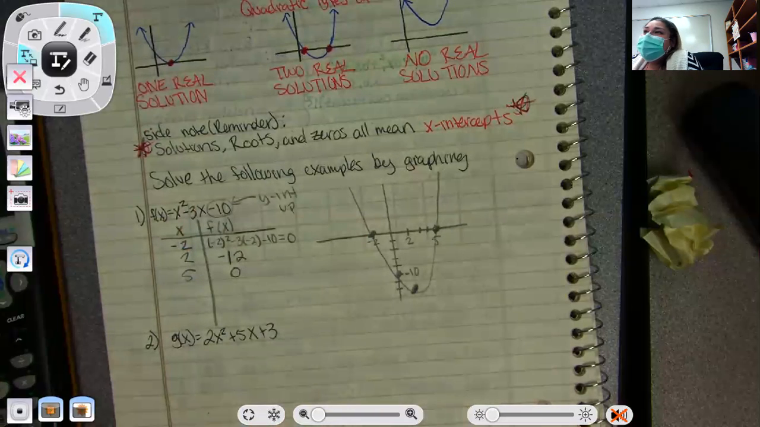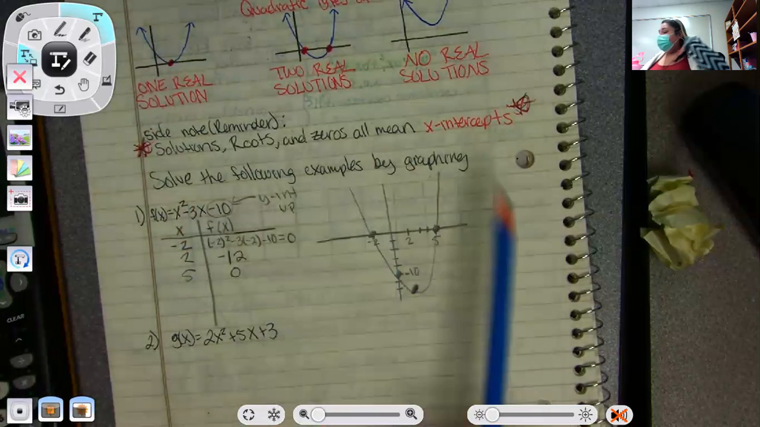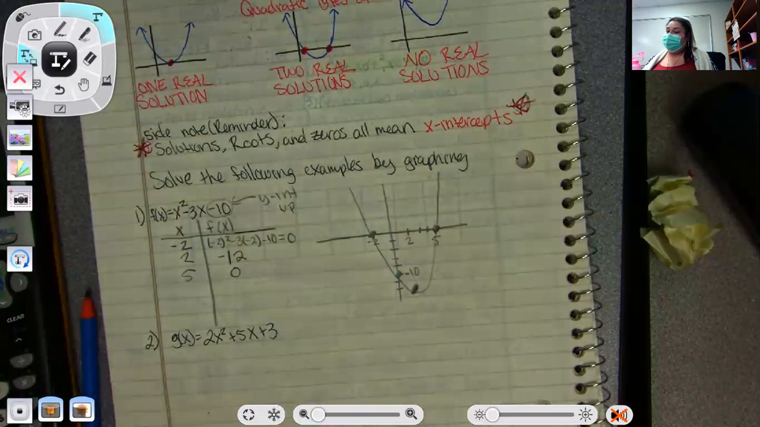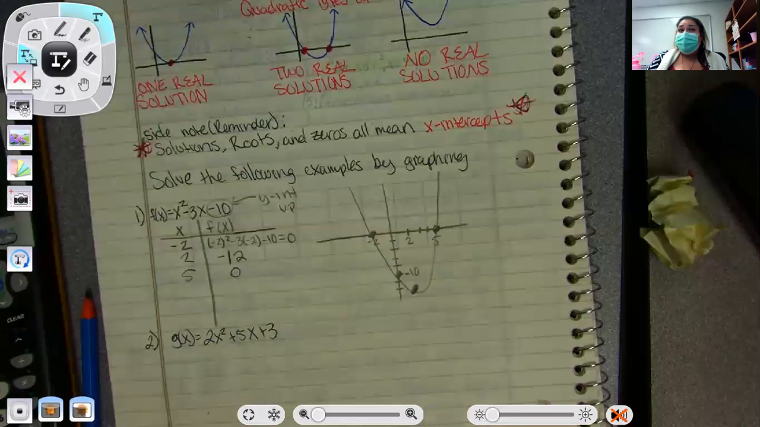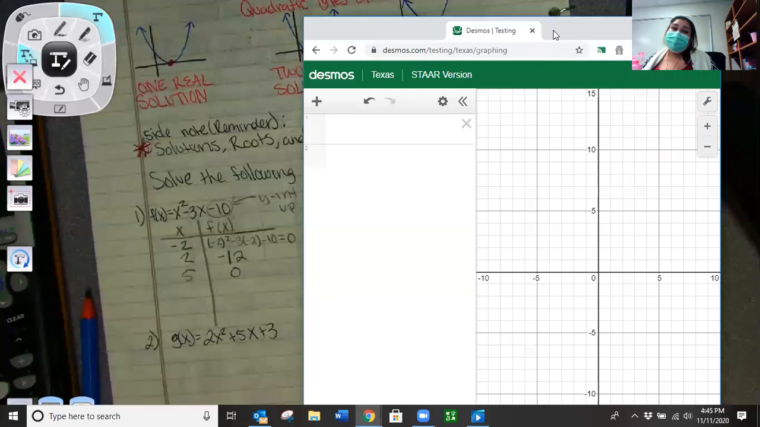But you could always just find your key features and graph it that way. Anyway, the purpose of today's lesson is just so that you learn how to do it in the calculator, basically, okay? So we're gonna be using Desmos, and I actually make my Algebra 1 students use the Desmos that the Texas state allows on STAAR Test. So I'm thinking if they allow this version of Desmos on the STAAR Test, I don't see why you wouldn't be able to use it.